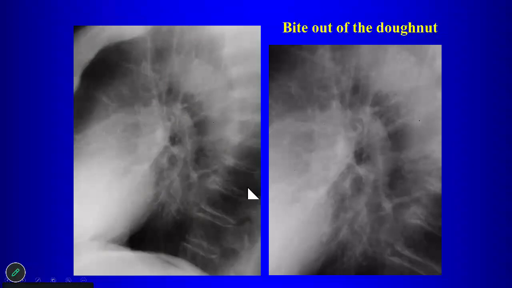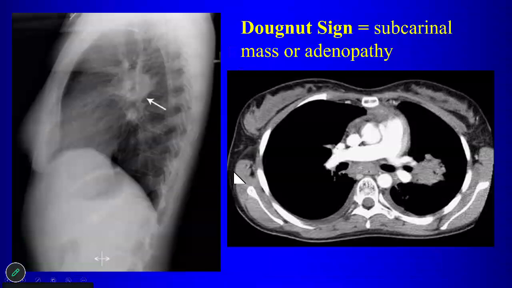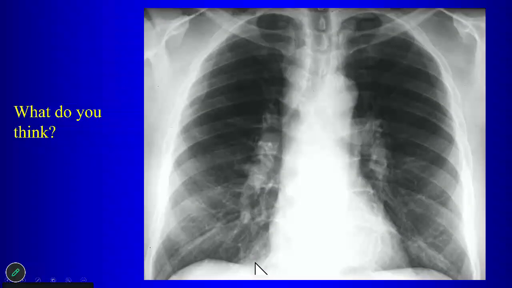Okay. The bite out of the donut: there's vascularity surrounding the left upper lobe bronchus, but the infrahilar window is avascular. So I like to think of that as taking a bite out of a donut. You should not see complete donuts on the lateral view. If you see complete donuts, it is abnormal. So here's a complete donut. This patient has subcarinal lymphadenopathy. There's a left hilar mass. So the donut sign, usually a sign of subcarinal mass or lymphadenopathy, if we see that on the lateral view.